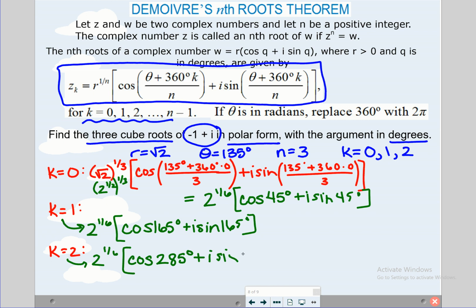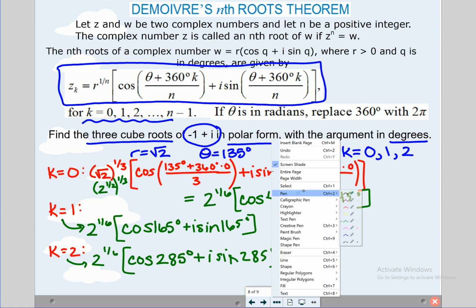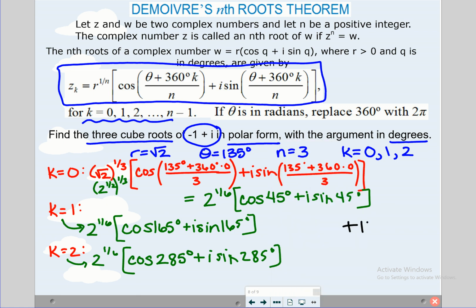Now here's a little trick that can actually save you time once you get that first answer. Look at the angles: 45, 165, 285. What are they going up by? They're going up by 120. 120 happens to be 360 divided by 3. Why would I divide by 3? Because that's the n. That's what you're going to increase by every time. In general, it's going to go up from one angle to the next by 360 over n.